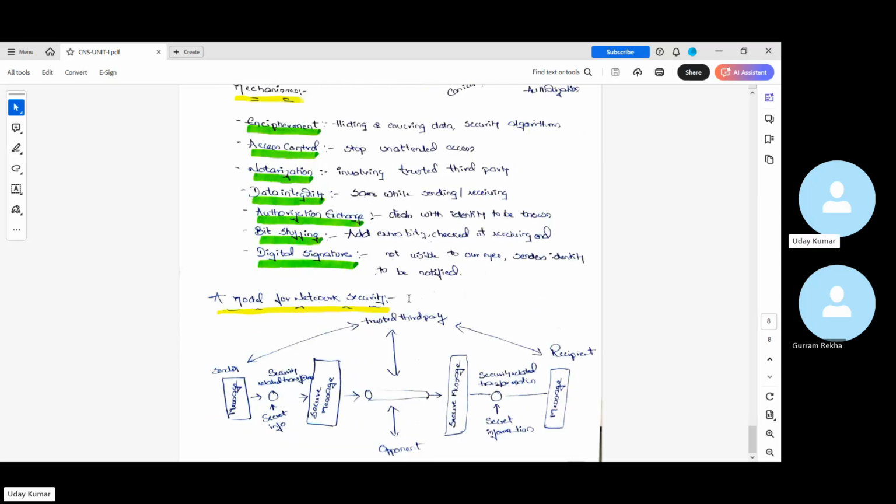And this is the model for network security. So here you have a sender, this is a recipient, and here there's a secret info and a security related transform. So you are going to use the encryption algorithm. So this is a secure message that will be transferred over a network, right? And here will be the opponent, and this guy will be watching the information, but the opponent should not understand. That's a challenge, students.